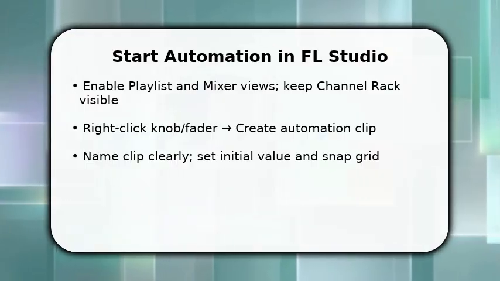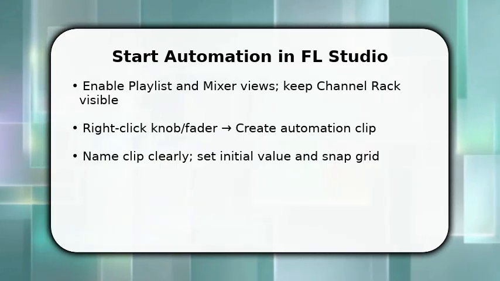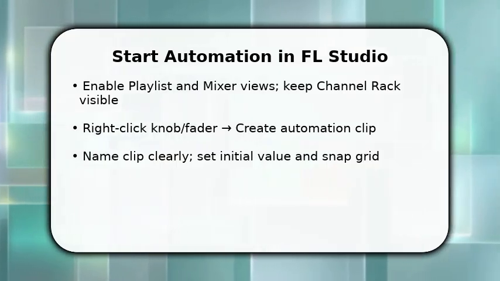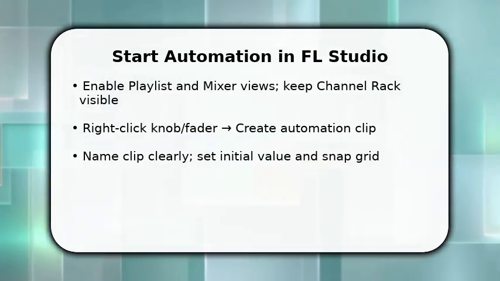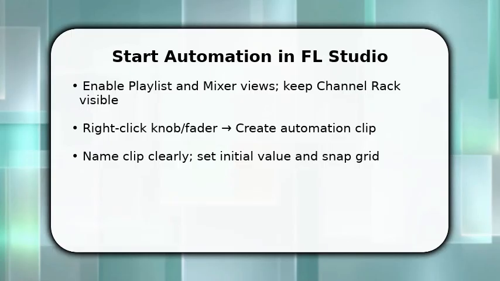You begin by picking the parameter you want to automate and creating its automation clip. Right-click the knob or fader in FL Studio and choose Create Automation Clip. This instantly places an envelope in the playlist.